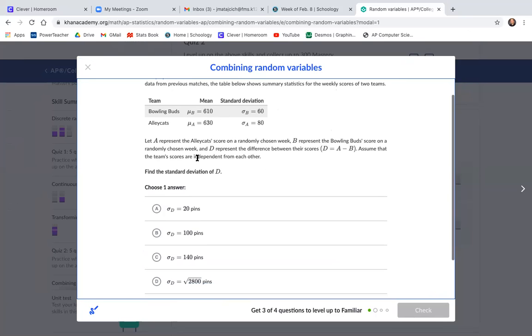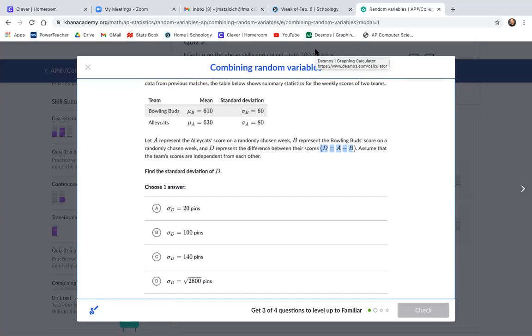Okay, so here's where the important step is. Let A represent the Alley Cats score on a randomly chosen week. B represents the Bowling Buds score on a randomly chosen week. And then D is going to represent the difference between their scores. Assume that the team scores are independent from each other. Okay, so it's only asking us to find the standard deviation, which is okay. We'll get that in a second.